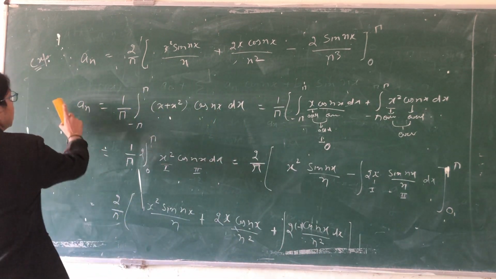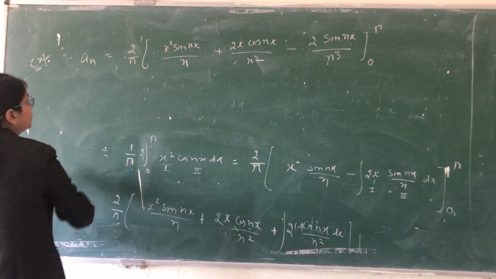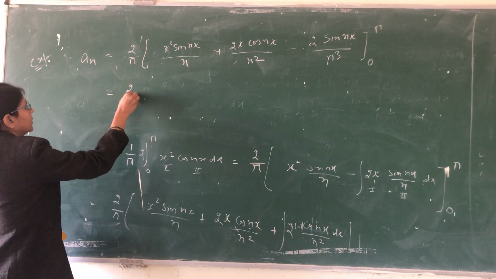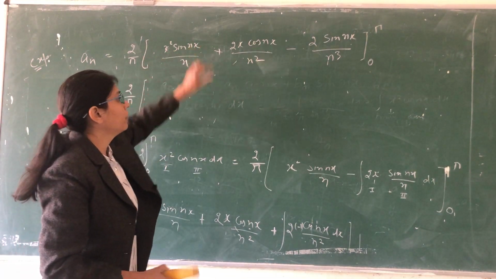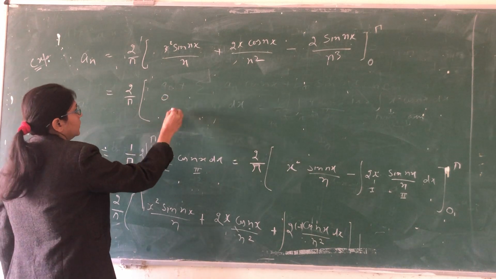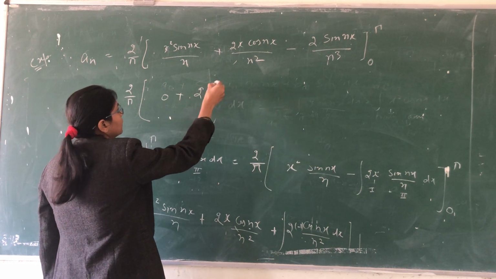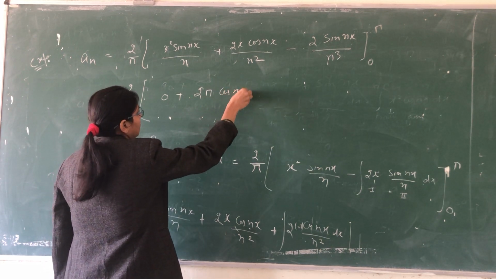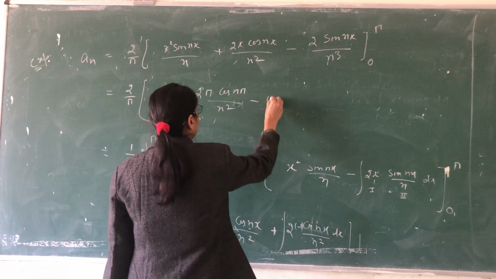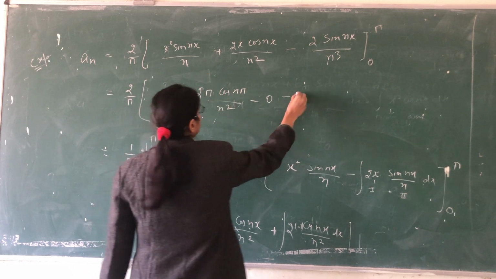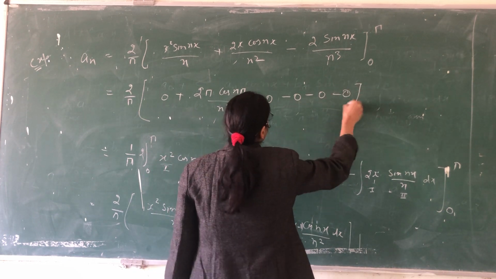Here, applying the limit, upon pi. When x equals pi, pi square sin of n pi is what? 0. This is 0 plus twice times cos of n x. So this term will become 2 pi cos of n pi over n square, minus 2 n pi, then 0 minus sin of 2x. This is 0, and sin of 0 is 0.